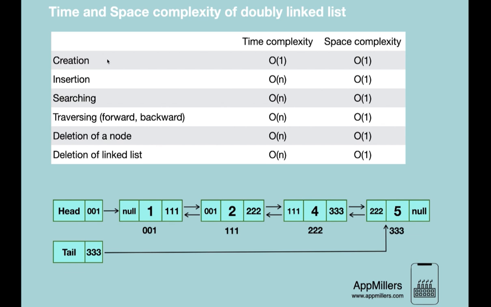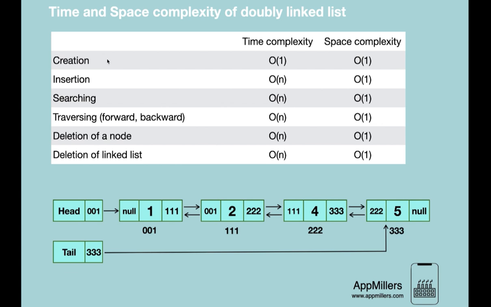The creation of double linked list takes O(1) time complexity, because as you know, we are just creating a node over here and setting previous and next references of this node to null and creating a link between head and this node and tail and this node, and this takes O(1) time complexity. And the space complexity for this operation is O(1) because here we are just creating one node. So here an additional memory is not required for this operation.